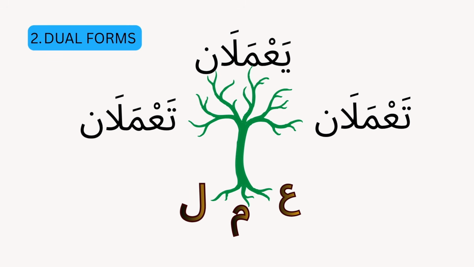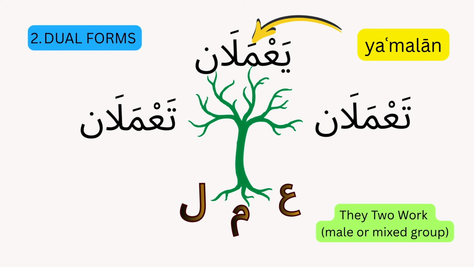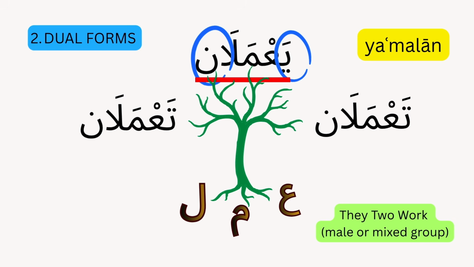Now let's look at how things change when we talk about dual forms. Let's start with the first word. يعملان. We add ya at the beginning to show that they are the ones doing the action, and alif nun at the end to show that the number is 2. They two work, male or mixed group.